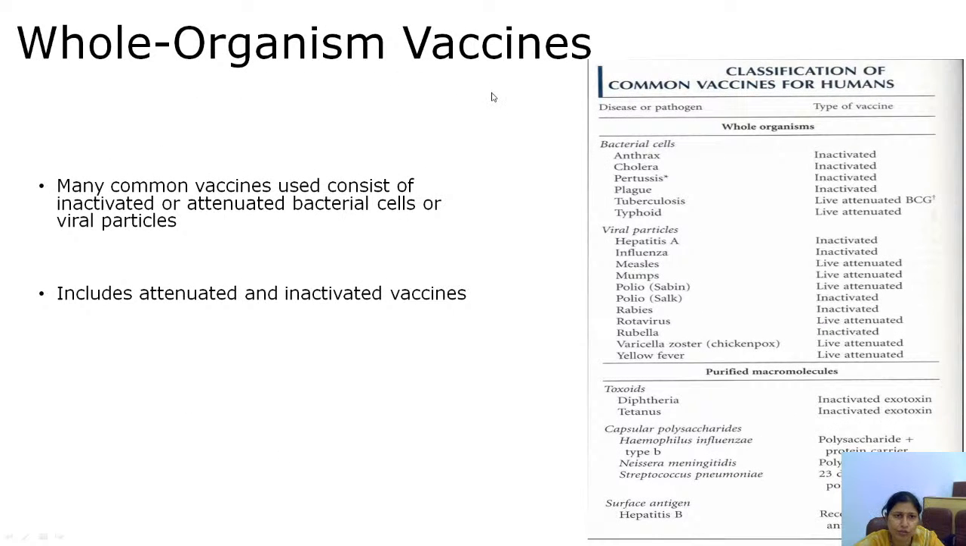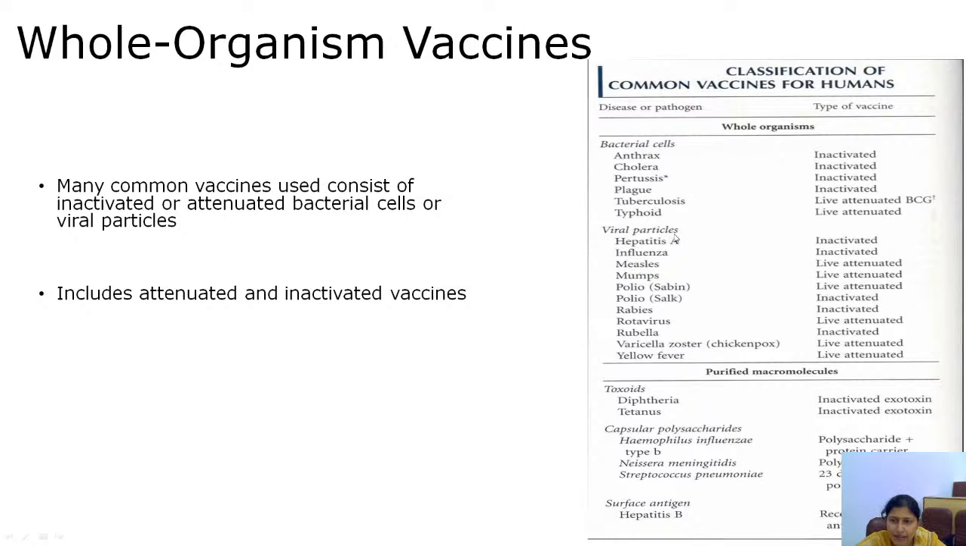Suppose we are taking the whole organism for the vaccine. As I told, they are either inactivated or attenuated. For example, if we consider bacterial cells, anthrax, cholera, pertussis, plague, Yersinia, these are usually inactivated and the entire organism is taken for the production of the vaccine. Tuberculosis is a live attenuated BCG, I will come to it. Typhoid is also a live attenuated bacillus.